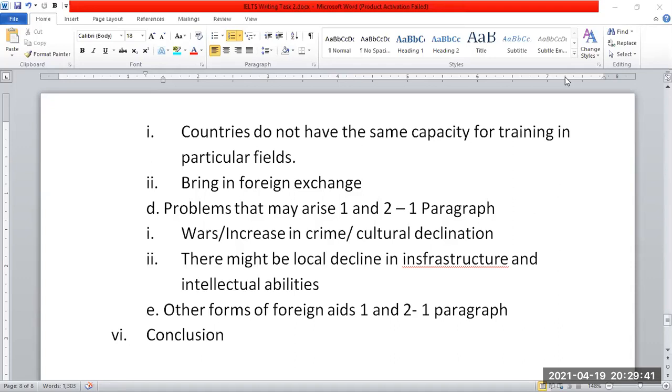The same thing if you want to introduce a third point, you say the alternative. You don't want to use other forms now. The alternative form of foreign exchange that countries can give to one another is, then you introduce your point. Then, moreover, or at the same time, similarly, furthermore, this can also be done. I hope you understand what I'm saying.